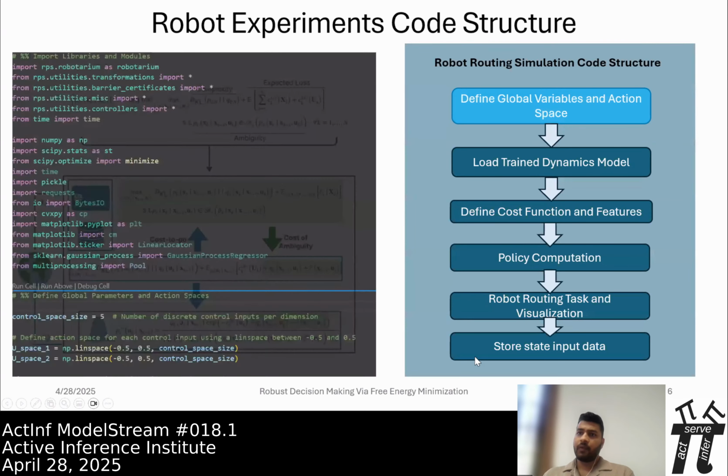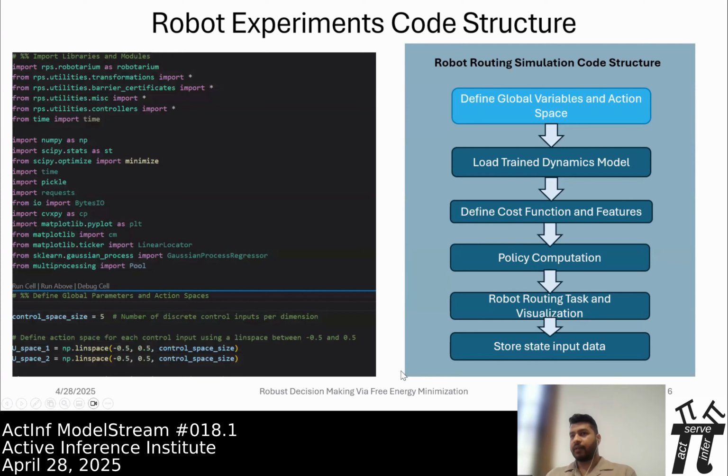So we import all the necessary libraries here. The RPS is the Robotarium Python Simulator, a package by the Robotarium platform. We call the Robotarium, which initializes the robots, the transformation from the unicycle dynamics to the linear dynamics, and all the other utilities we call to solve the optimization problem for obtaining the cost of ambiguity.